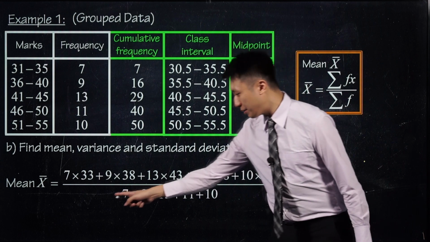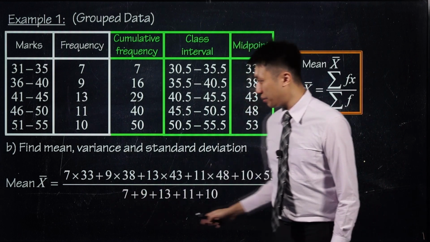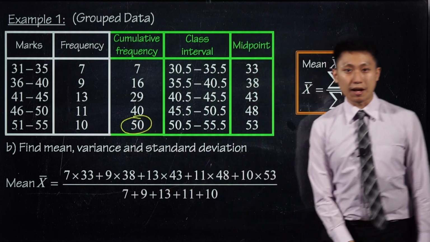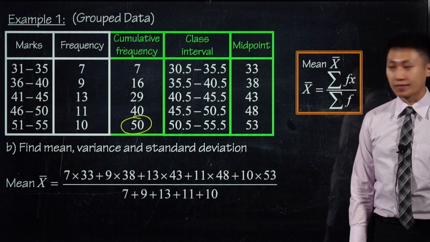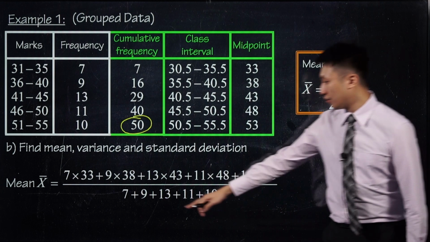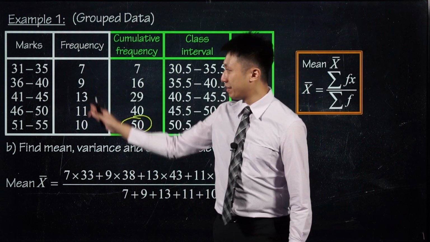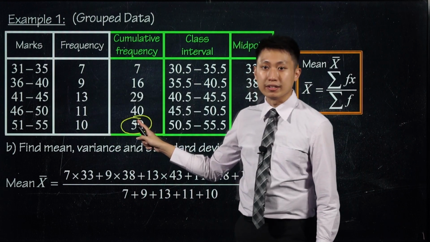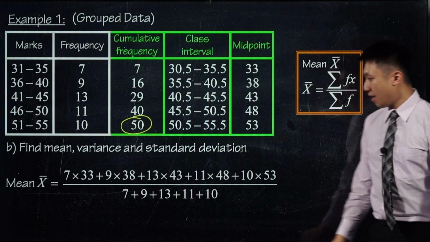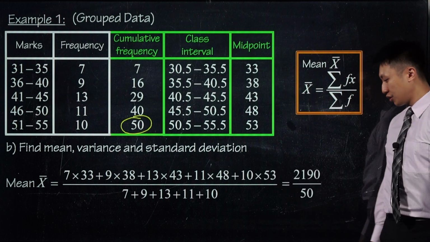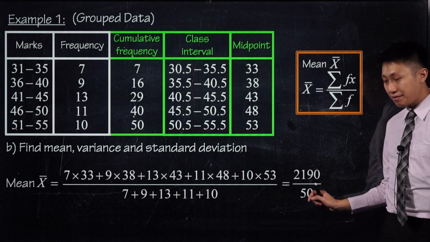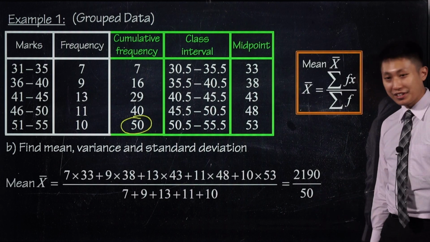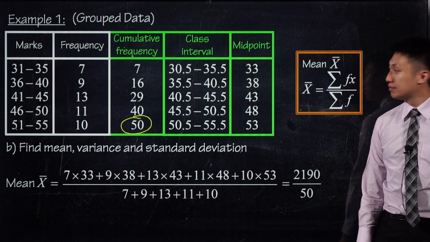Okay, what is the one below? This thing adds up to be equal to the total number of observations, or total frequency. So that one will be 50. So this one is just adding all of this up, which is the last one of this. Just remember this. Get the answer: 2190 divided by 50, and I didn't simplify, so it's fine. You do the simplification yourself.